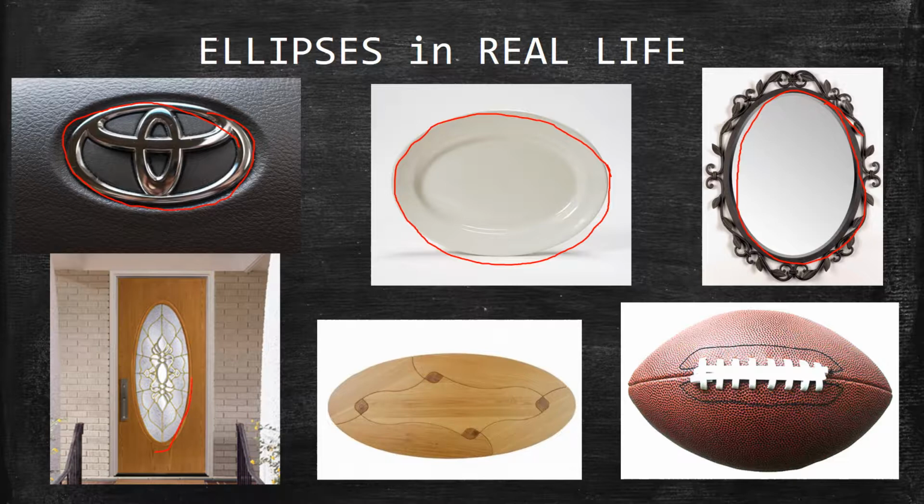Some windows and doors on houses and buildings also come in the shape of an ellipse. And if you were to look at a table from a bird's eye view, you'd see that they are also in the shape of an ellipse. And even a football is in the shape of an ellipse.